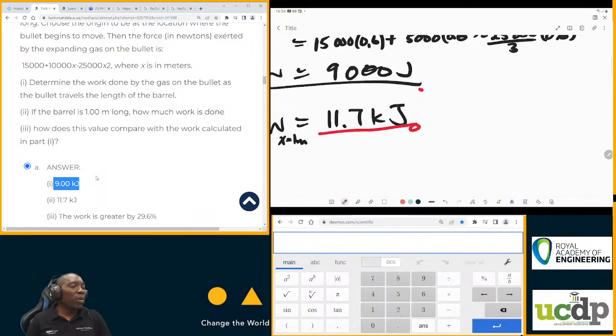How does this value compare with the work calculated in part 1? So you can do a comparison there. 11.7 minus 9 is 2.7. So it's more by 2.7, which is basically 30%. So the work is greater by 30%.